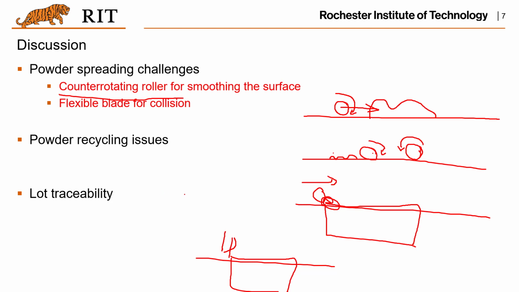Another thing is the recycling of the powder. Because the powder is so expensive, you cannot just use new powder every time instead of recycling it. That will bring problems for many applications in the aerospace or biomedical because they require the tracing of the material. Because you are mixing different powders together, that makes the tracing very difficult, right?